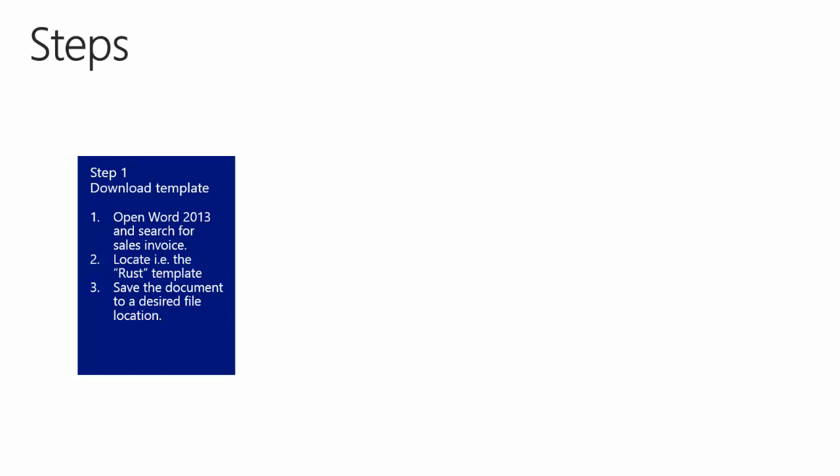Step number 1. Download the template. We will open Word 2013 and search for sales invoice. We will locate the Rust template and apply this to our report. And then we will save the document so in the next step we can import this into NAV.